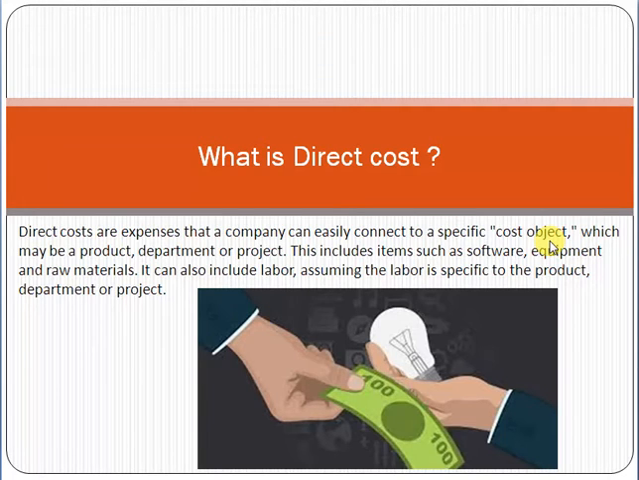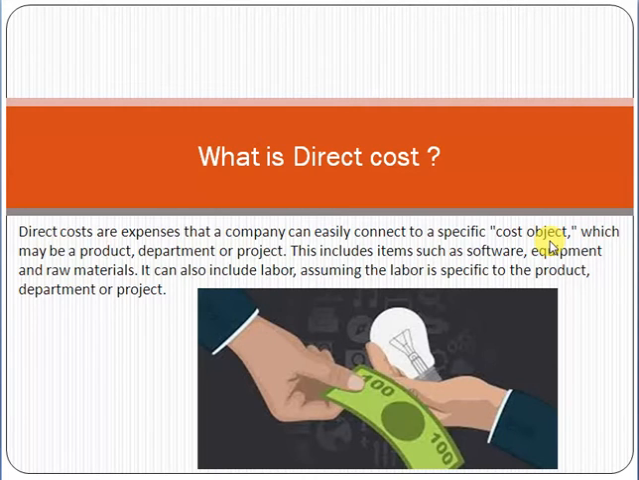Again, I will explain it to you. Direct costs are expenses that a company can easily connect to a specific cost object. For example, if you have purchased software for your company to track the performance of employees, this is called a direct cost. If you have purchased an attendance system for your company so that you can track the attendance of your employees, the purchase of the attendance system belongs to direct cost. You hired some specific resource, for example, a software manager to manage the software projects of your company.